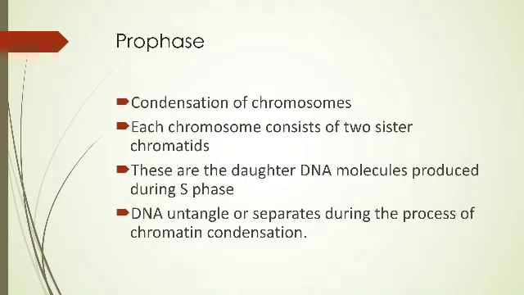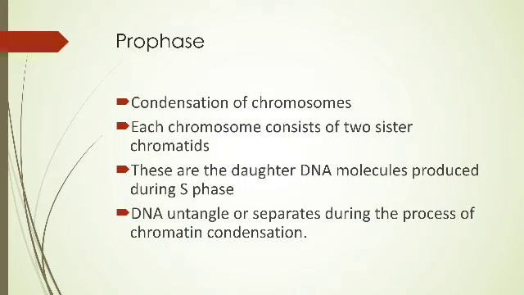Next point, each chromosome consists of two sister chromatids. Just as we have seen, the two sister chromatids are present over there, and both these sister chromatids are interconnected to each other by the centromere. And these are the daughter DNA molecules. Okay, that means each sister chromatid is the daughter DNA molecule which is produced during the S phase. We already have seen that in the S phase the duplication of the DNA takes place.